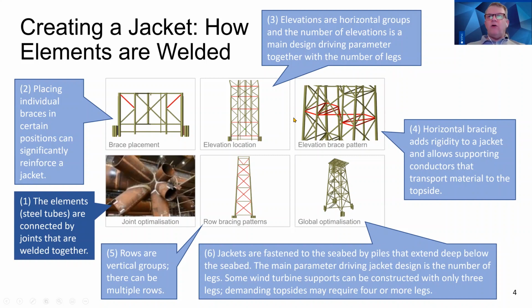We have so-called horizontal bracing patterns. Those add rigidity to the jacket, and they also support conductors that transport material to the topside. Materials here can be things like oil and gas, as an example. Then we have the so-called row bracing patterns. And finally, we have the optimization of the overall structure, so-called global optimization, and fastening of the jacket to the seabed. A main parameter that drives jacket cost is the number of legs. For wind turbines, we may only need 3 legs. If we have more demanding topsides, we may need 4 or more legs.